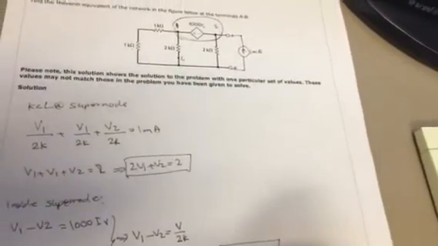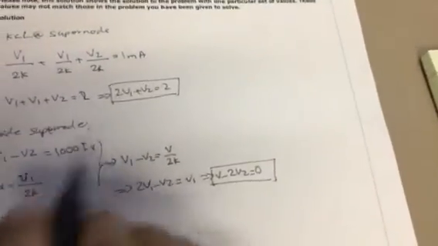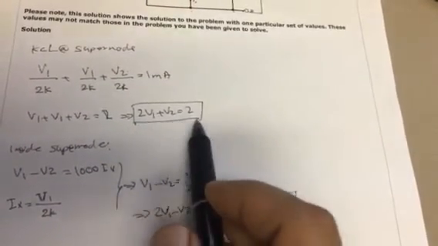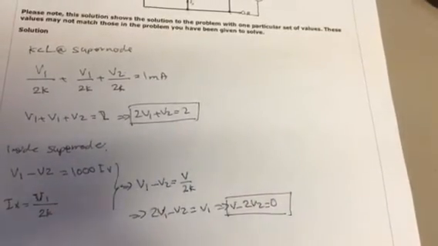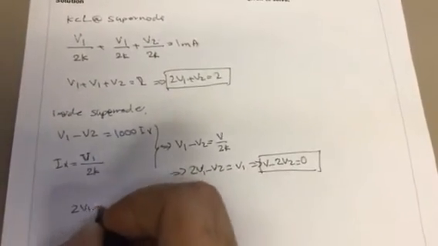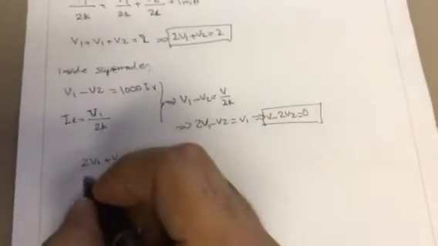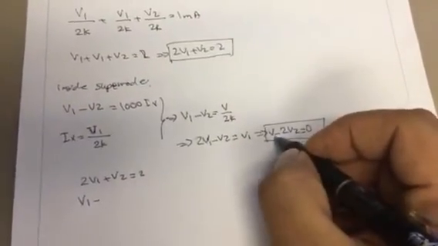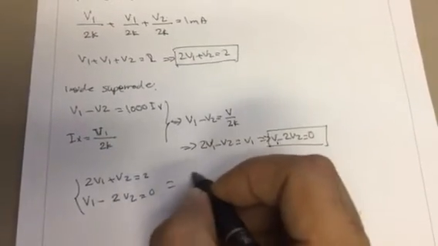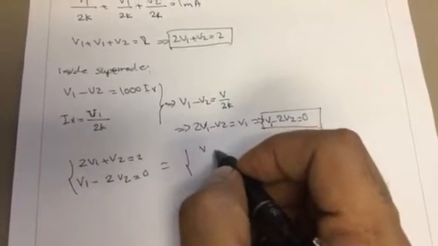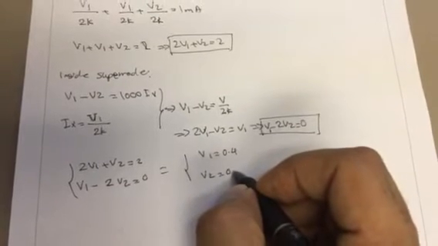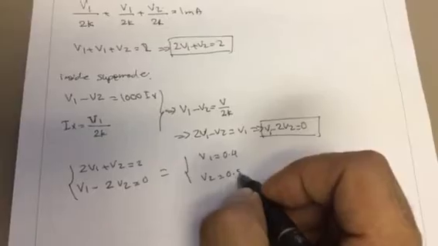So this is what I get from here: V1 minus 2V2 equals 0. And what I get from the first equation is 2V1 plus V2 equals 2. If I solve these two, 2V1 plus V2 equals 2 and V1 minus 2V2 equals 0, you get V1 equal to 0.4 and V2 equal to 0.8 volts.